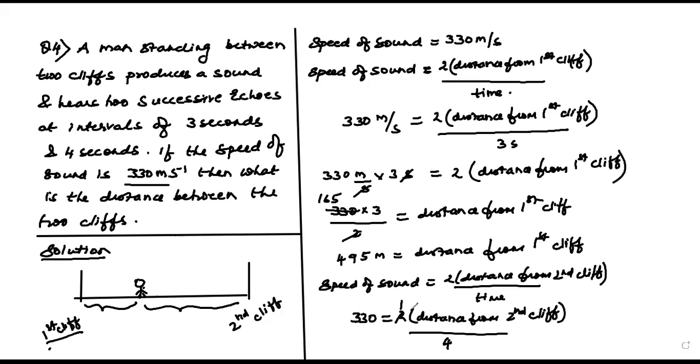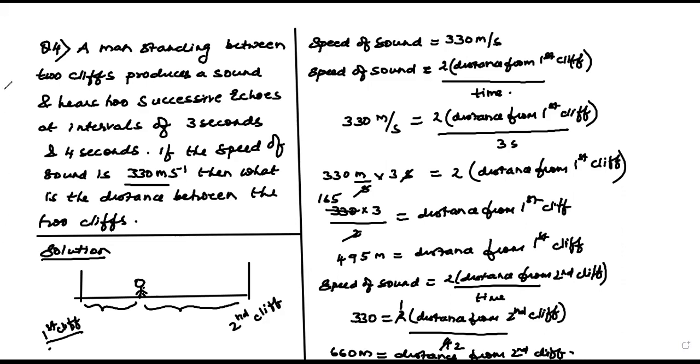Okay, these 2 ones get cancelled, 2 twos are there. Then when you cross multiply, you get 660 meters is equal to the distance from the second cliff. Now they want the distance between the two cliffs. Okay, children, so what will be the distance between the two cliffs? All can see. I'm going to do it here, children.